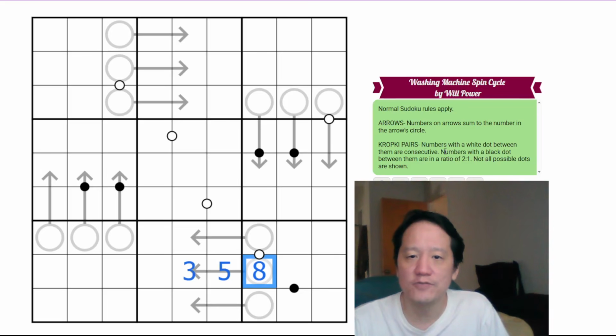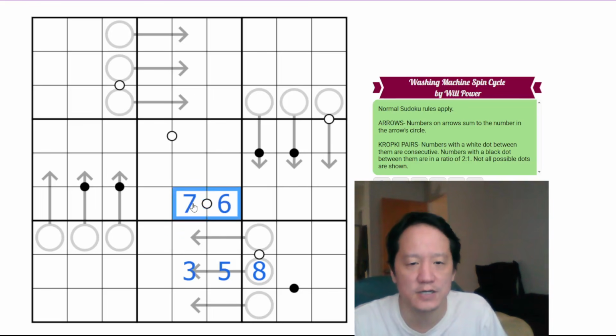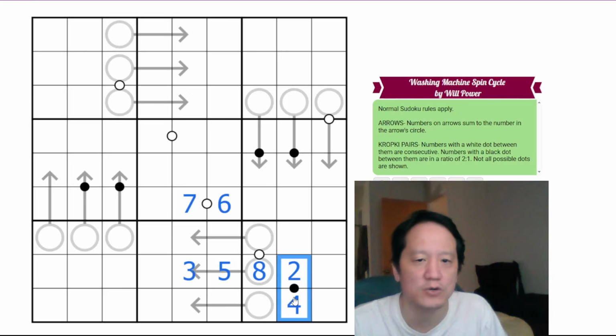We also have Kropke pairs, where numbers with a white dot between them are consecutive, and numbers with a black dot between them are in a ratio of 1 to 2 or 2 to 1. Not all possible dots are shown. So, for example, if this were, say, a 6 here, this would have to be 5 or 7 to make sure that these digits are consecutive. And if we had a 2 here, this would have to be 1 or 4 to maintain the 2 to 1 ratio that's between them, because there's a black dot between them.